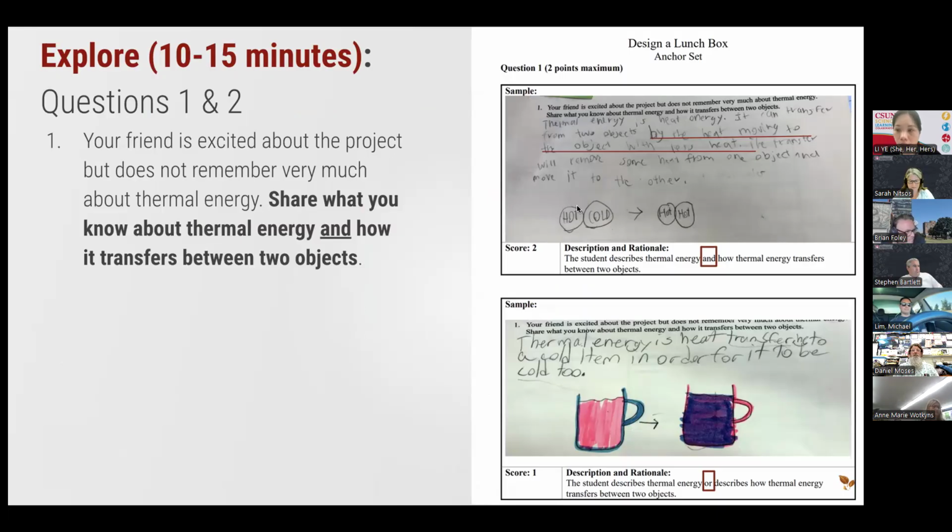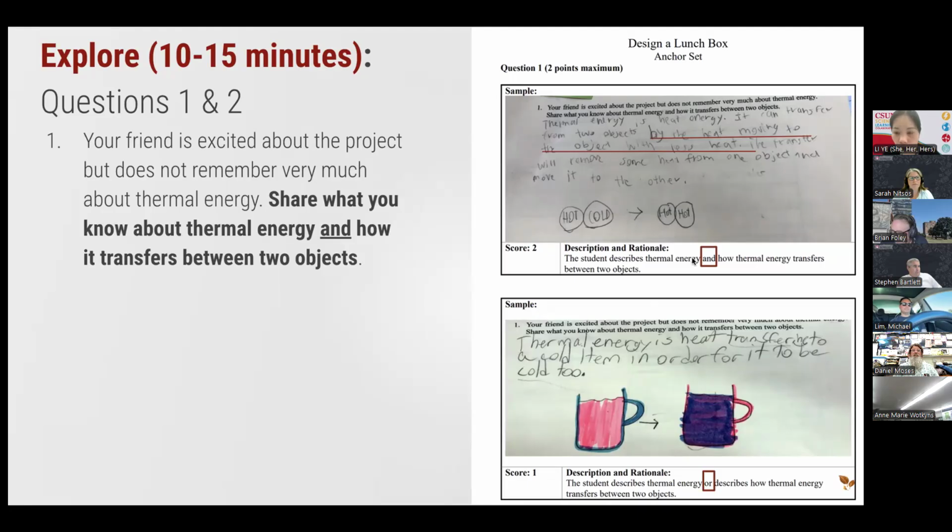So for this stage, the students will explore the concepts and think about them more. We have some example student answers, and it's good to pay attention to the rubrics, how these are being graded. These questions ask a student to share with their friend what thermal energy is and how it is transferred between two objects.